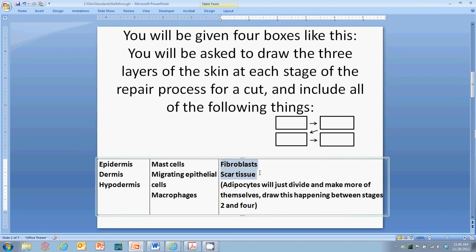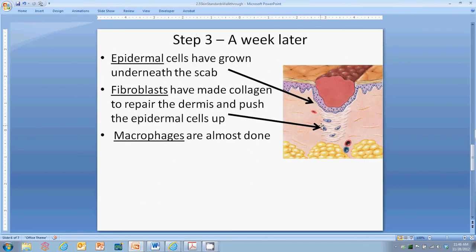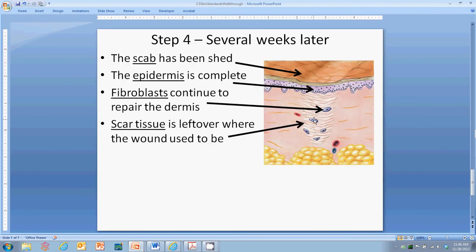And fibroblasts, scar tissue. Fibroblasts are in step 3, right here. There's some scar tissue. And step 4, fibroblasts, scar tissue.